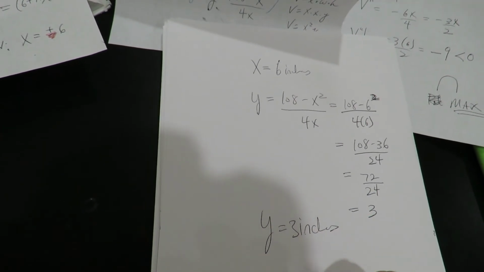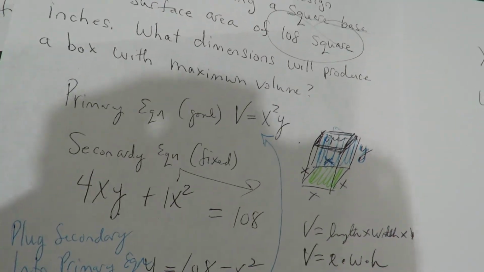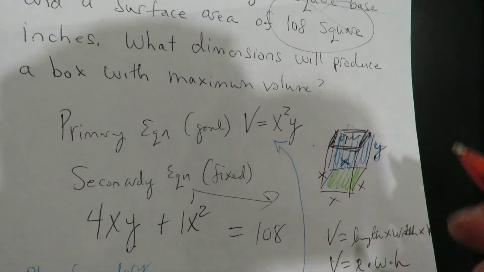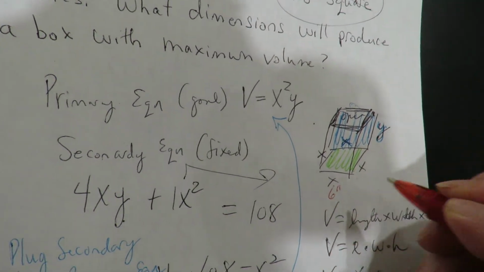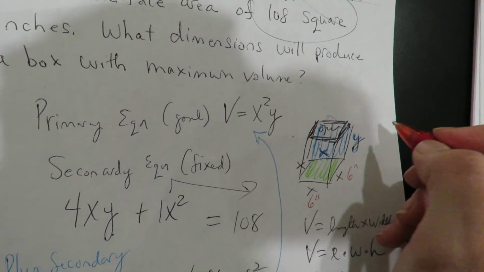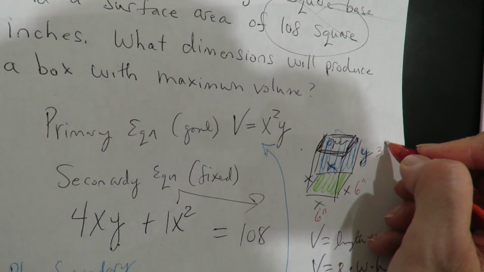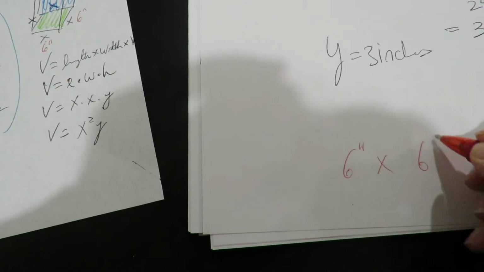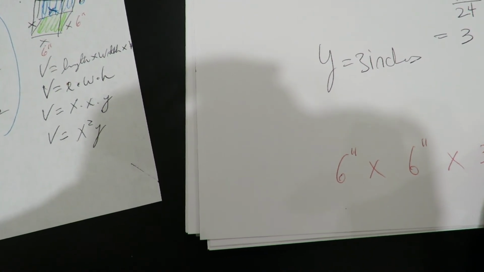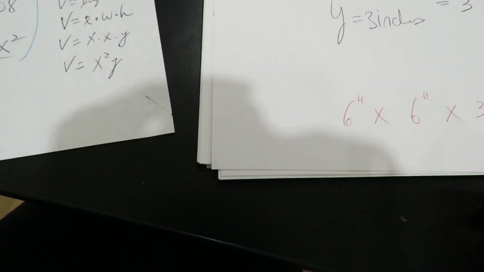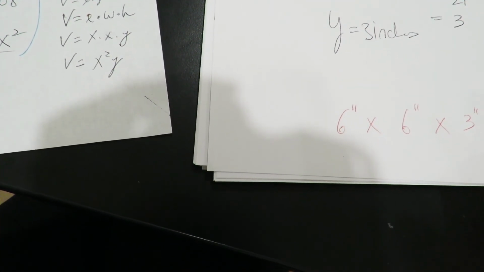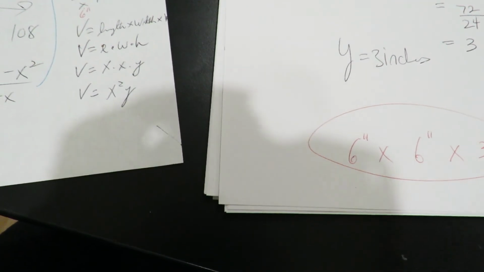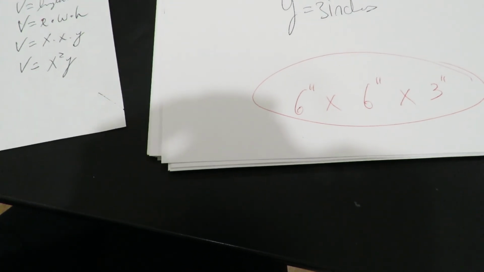Basically, the dimensions of this box: we got that x was 6, so this side is 6 inches, this side is 6 inches, and this side is 3 inches. So it's 6 inches by 6 inches by 3 inches. If you multiply all this together, you're actually going to get the volume of the box. They just want the dimensions, but if they wanted the volume, then you go ahead and multiply that together.